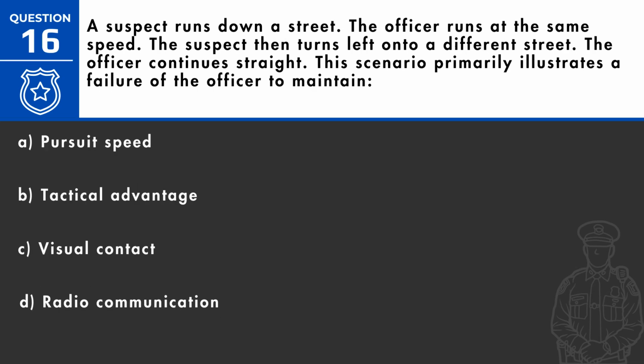Question 16. A suspect runs down a street. The officer runs at the same speed. The suspect then turns left onto a different street. The officer continues straight. This scenario primarily illustrates a failure of the officer to maintain A. Pursuit speed. B. Tactical advantage. C. Visual contact. D. Radio communication.